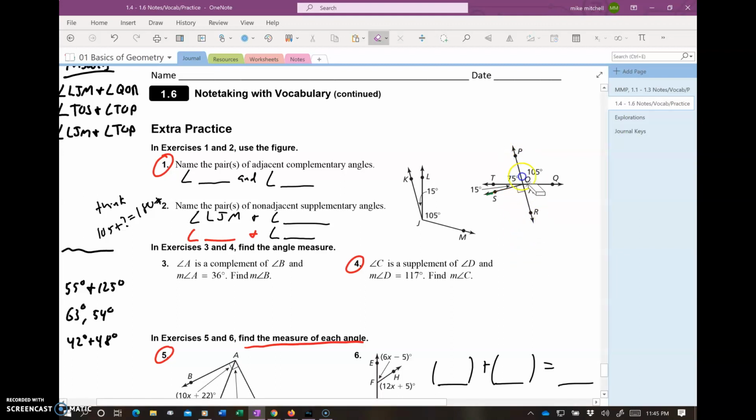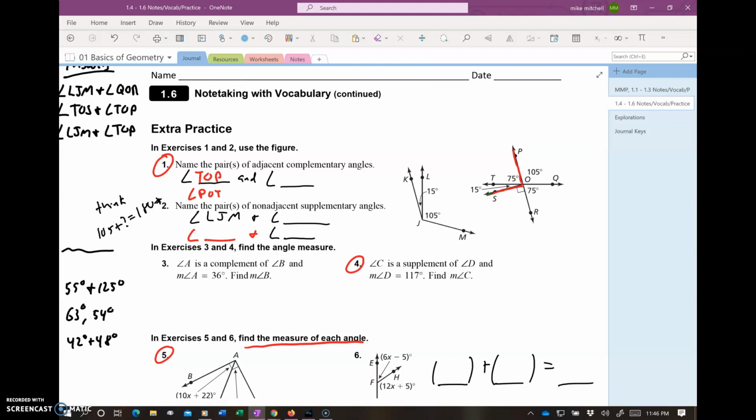So for this one, you're going to have angle TOP. Remember, that could also be angle POT. I think I used TOP in this one. And what other angle squeezes into there to take TOP and make it 90?